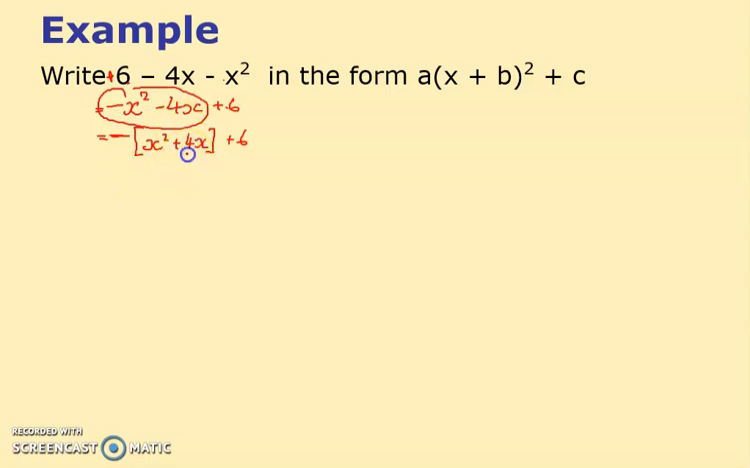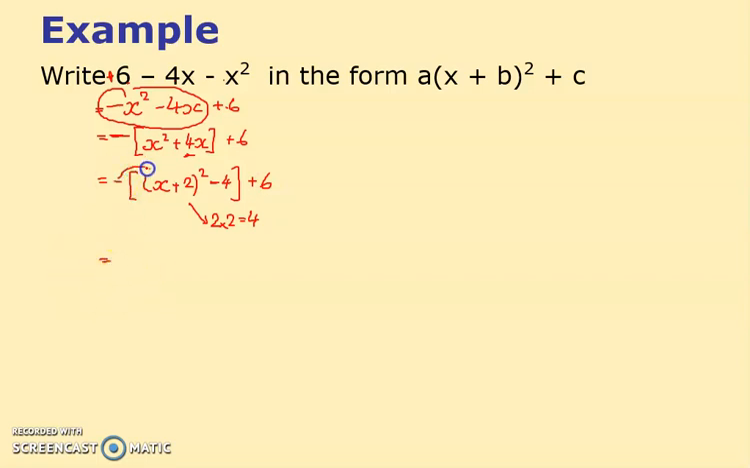Oh, I half this number. So it's minus, and put it in the square bracket followed by my curly bracket, x plus 2 all squared. Don't forget, this is 2 times 2. I have to times by itself, which is 4. So I take that away, plus the 6.